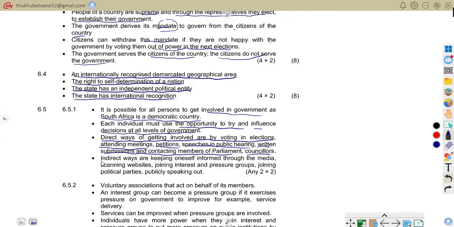Also, indirect ways are keeping oneself involved through the media, scanning websites, joining interest and pressure groups, joining political parties, and publicly speaking out. Those are indirect ways of involvement here, because the earlier ones are direct ways of involvement.